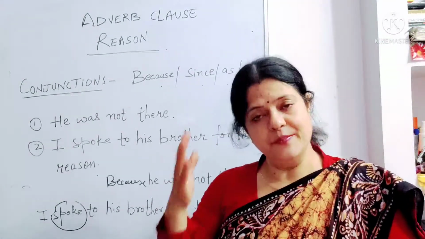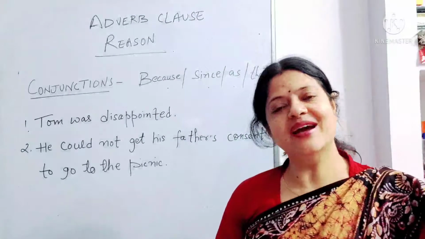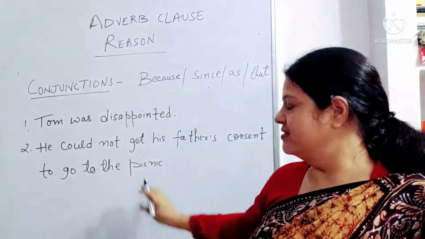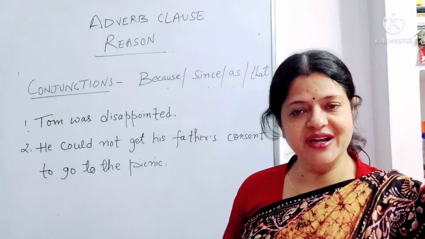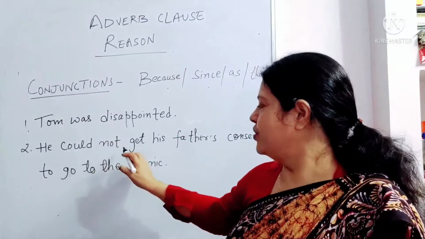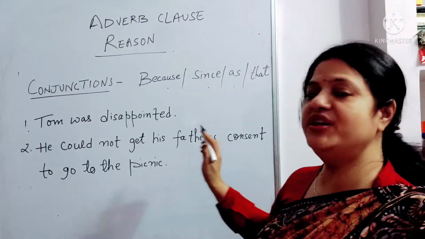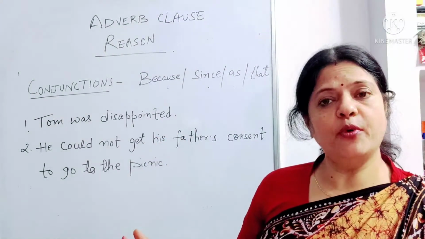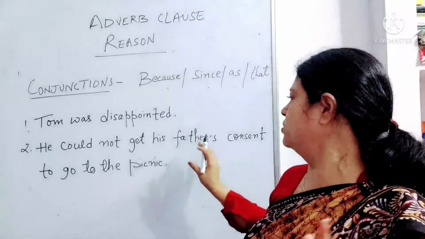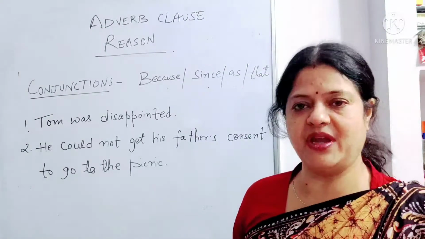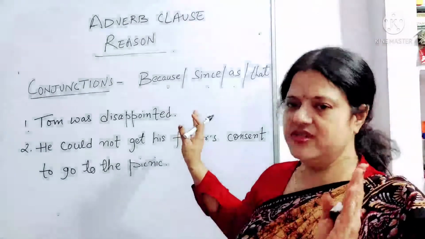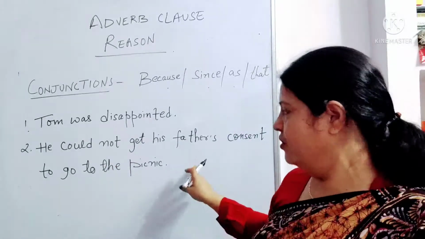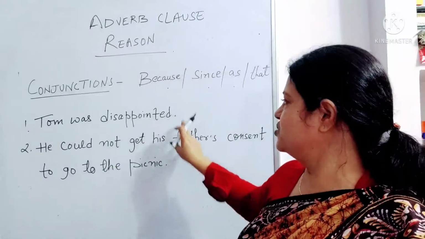Now let's see another example. I have written another sentence to make you understand. So two sentences are here. Tom was disappointed. This is the first sentence. He could not get his father's consent to go to the picnic. So what is the reason for Tom's being disappointed? This is the reason: he could not get his father's consent to go to the picnic. Okay. So we see that the second sentence is showing reason, and the first sentence is showing result.